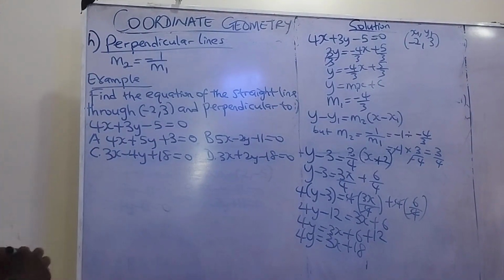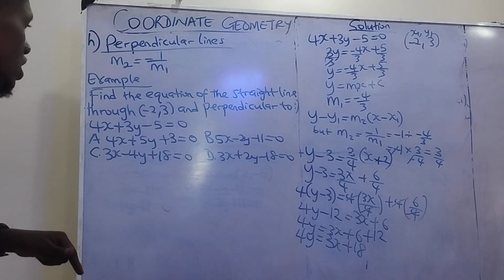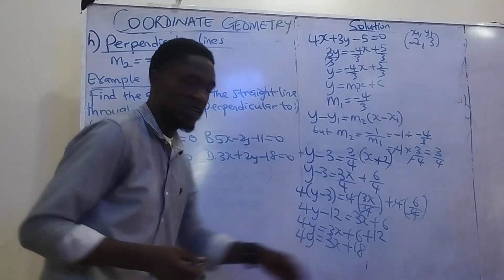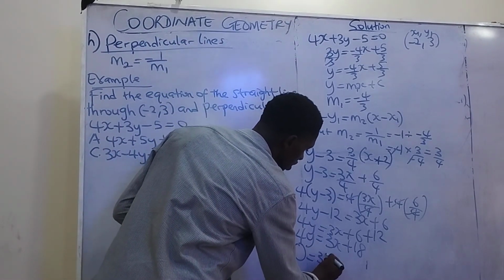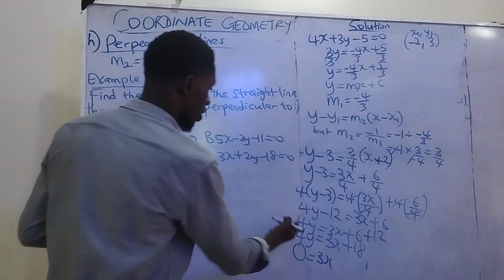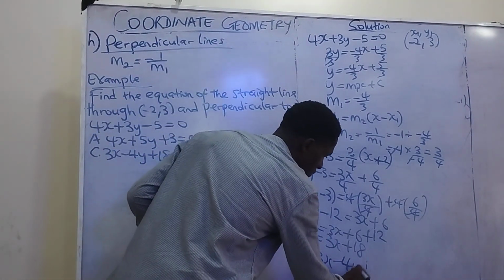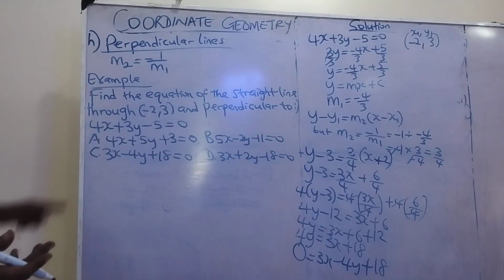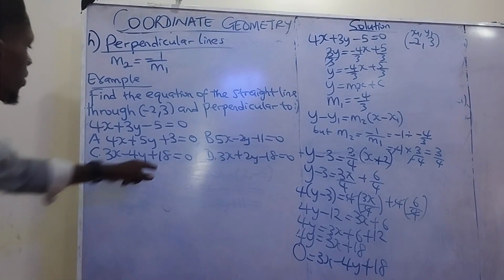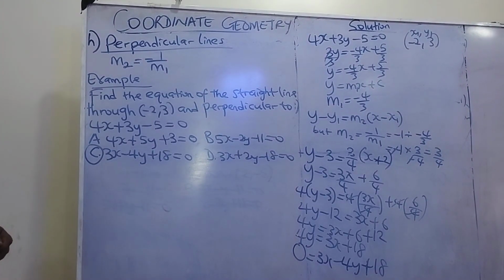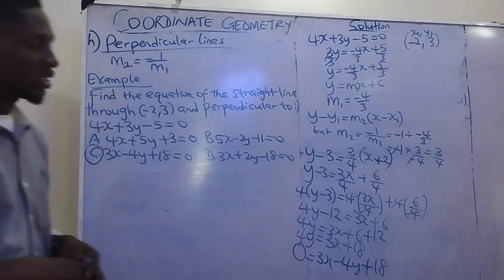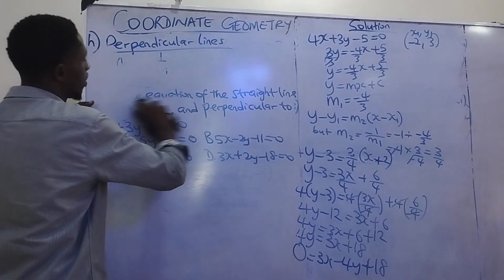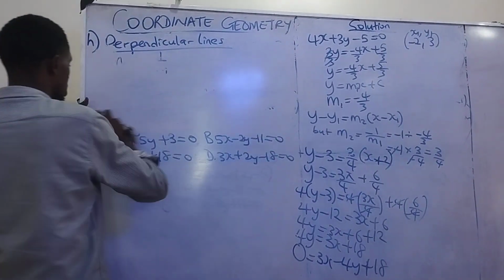Let's look at the answer critically. So we have 4y equals 3x plus 18. Taking 4y to the other side, we have 0 equals 3x minus 4y plus 18, since when 4y comes here it is minus 4y, and we still have 18 there. So 3x minus 4y plus 18, option C. But there's another method you can use to get this. Let me show you an alternative method, which is faster.